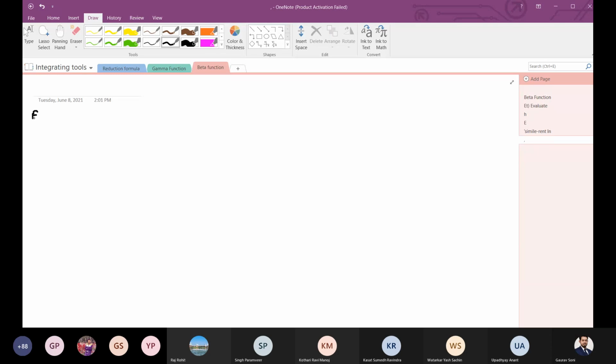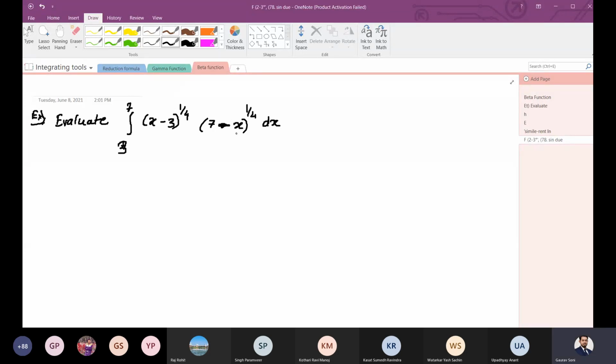Next example. Evaluate the integration from 3 to 7 of (x minus 3) raised to 1 by 4 into (7 minus x) raised to 1 by 4 dx. Yes, any idea?